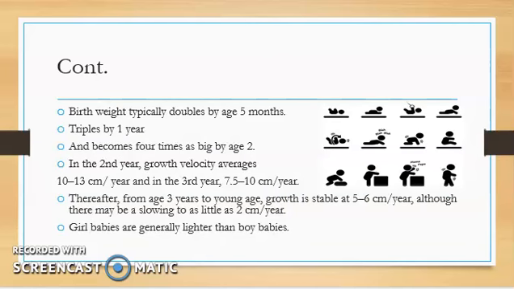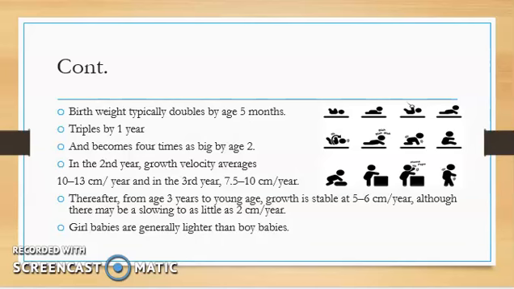Birth weight typically doubles by age 5 months and triples by 1 year. So this is also a very rapid growth in weight. Birth weight doubles by the age of 5 months only, triples by 1 year, and becomes 4 times as big by age 2. In the second year, growth velocity averages 10 to 13 centimeters per year, and in the third year it's about 7.5 to 10 centimeters per year.